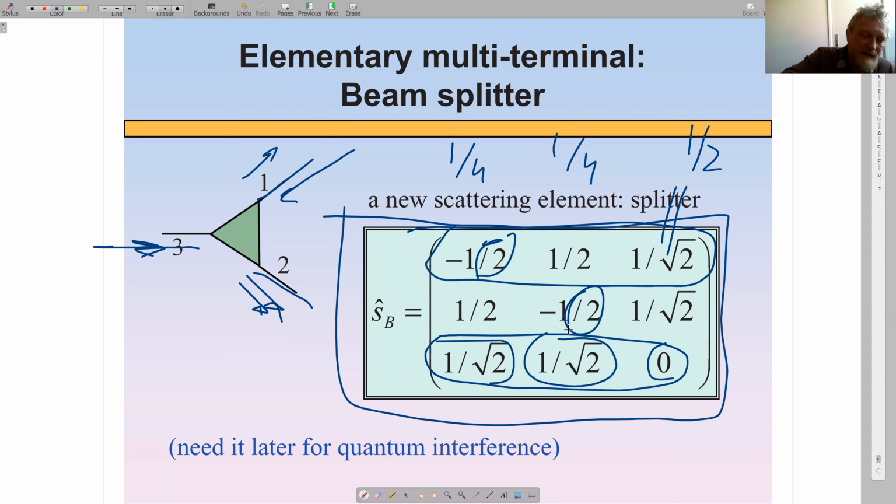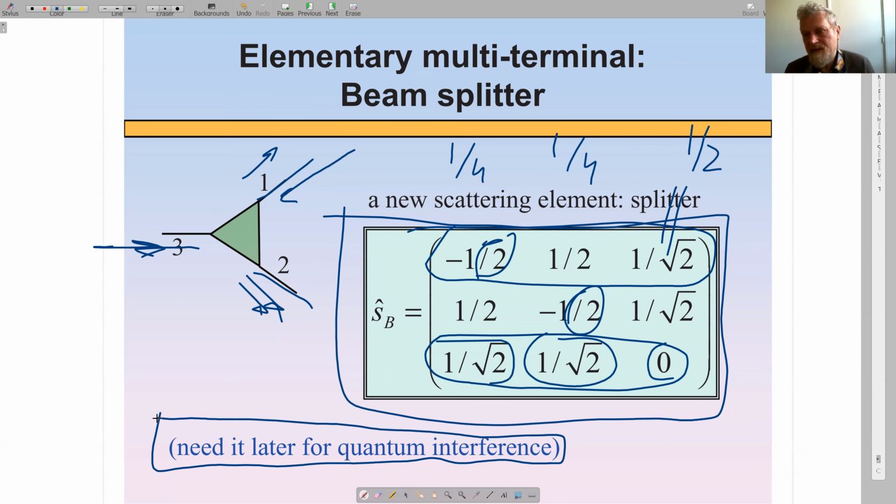Fine, so we need this element later when we discuss quantum interference. Why is it so? Because we want to split the waves, let them go by different paths and then combine them. And for those, we need splitters, and each splitter can also combine the waves coming from these two terminals.